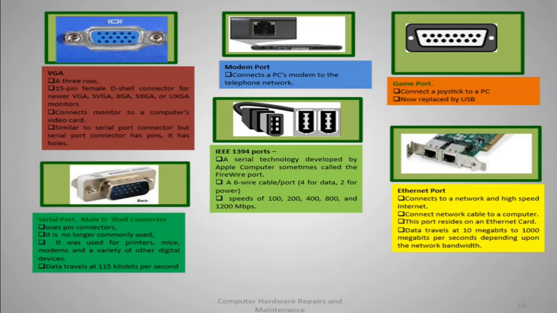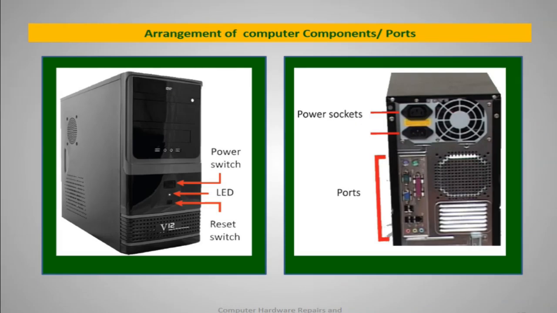Then, of course, here you are still seeing the same thing. Now, arrangement of the component, you can see the components of the system box. Some of them, the external components, you can see them, the power switch, the LED, the reset switch. Alright, then the ports, you have the power sockets and the ports there at the back. Like I told you, the serial port and the PS2 are no longer in use.